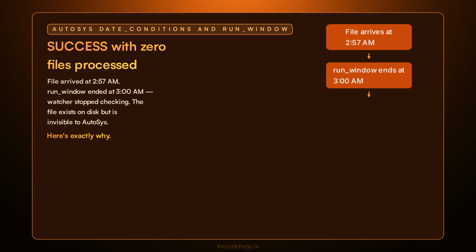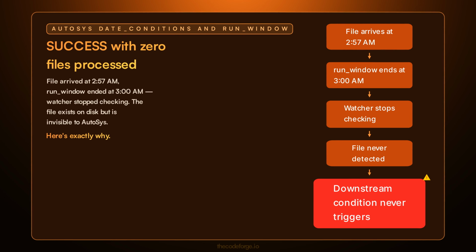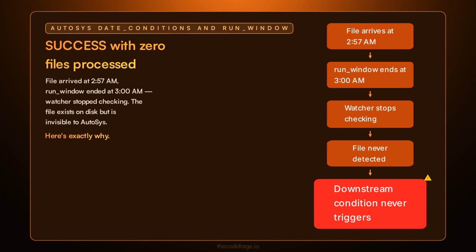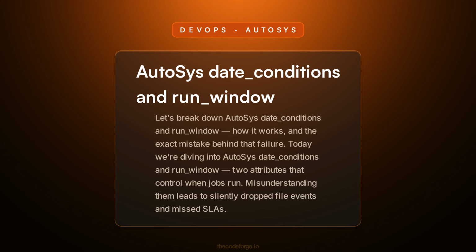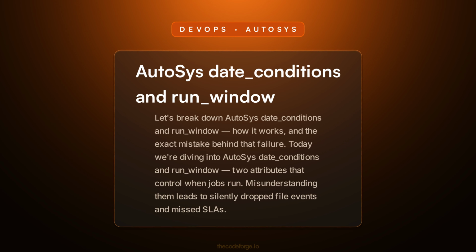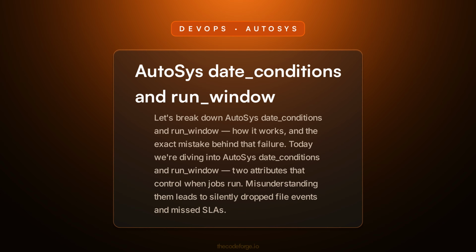A file watcher shows success with 0 files processed, yet the file is sitting on disk. The root cause: the run window closed at 3:00 a.m. and the watcher never looked again. Let's break down AutoSys date conditions and run window, how it works, and the exact mistake behind that failure.